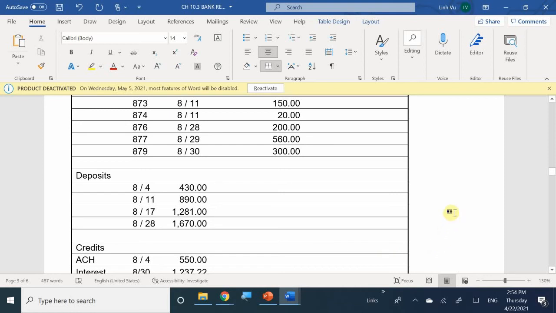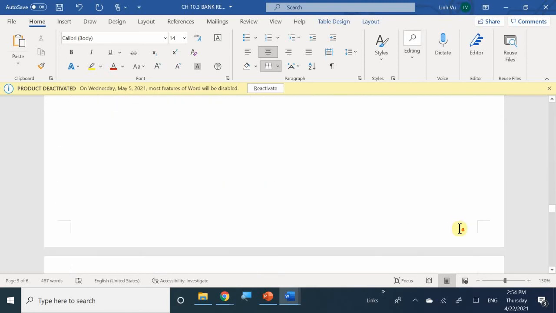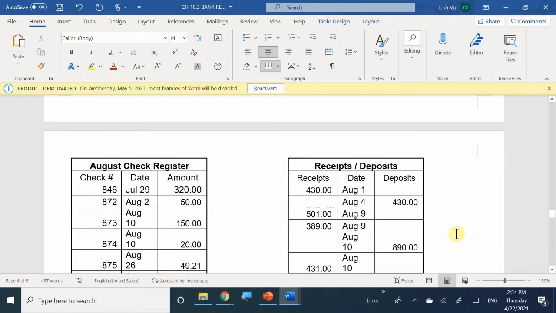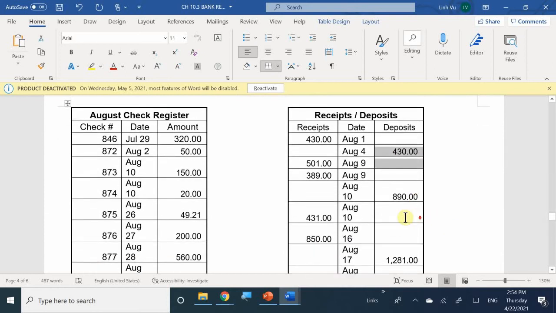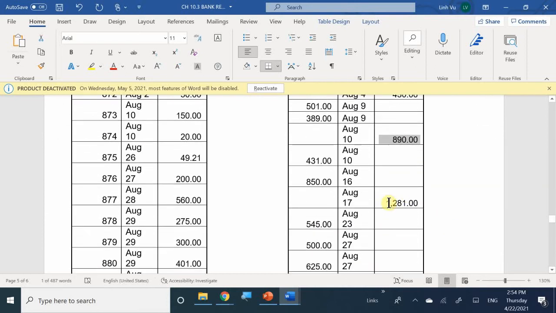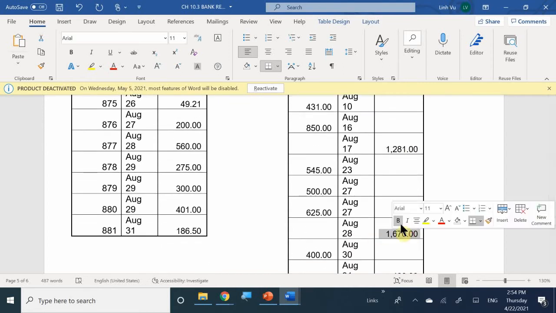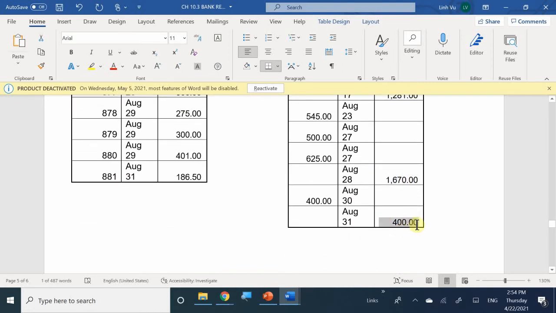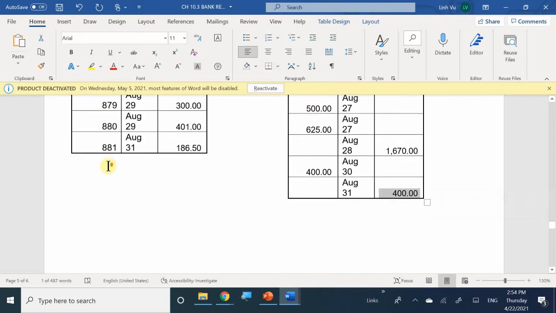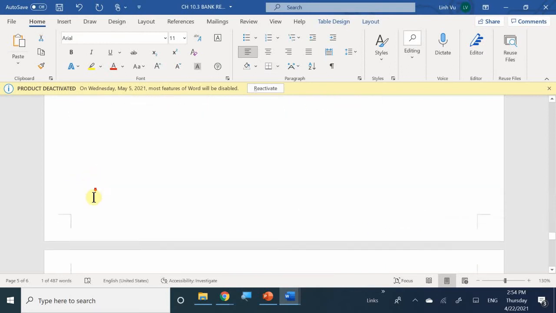I'm thinking it's the August 31st one. So here, let's take a look. 430, 890, 1281, and 1670. Let's take a look at our deposits. Do we have our 430? Yes, we do. Do we have our 890? Yes, we do. 1281? Yes. 1670? So we have the last one for 400. In this case, this is August 31st.